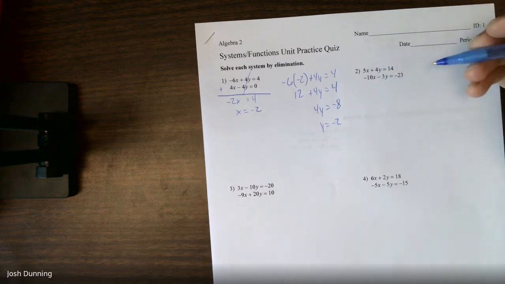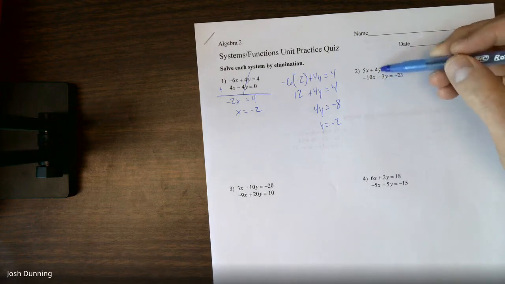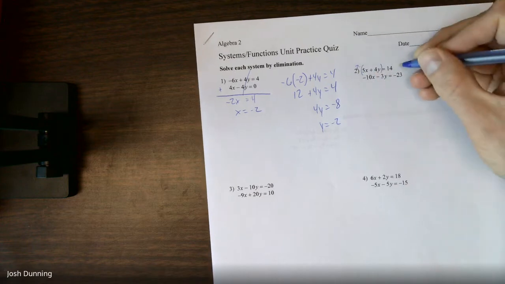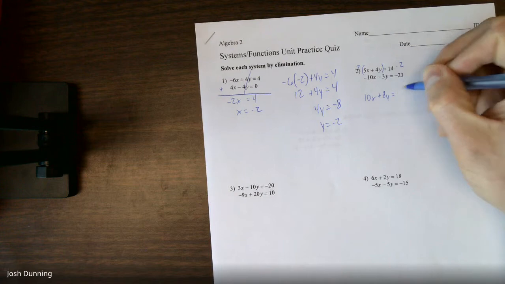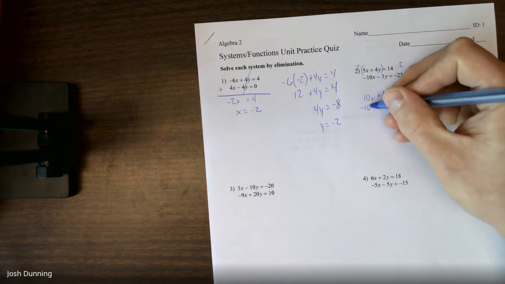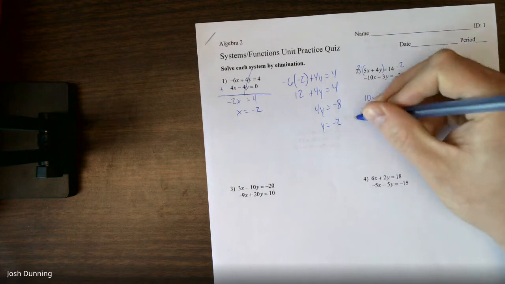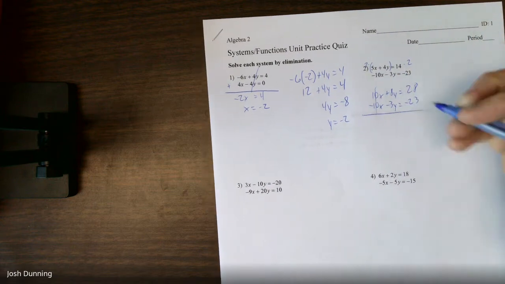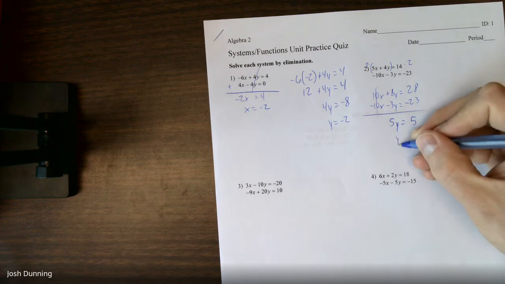This time nothing will cancel out. We can't turn a 4 into a 3. I could multiply both, but it'll be easier just to double everything on the top. And then just copy the bottom down. Now your x's cancel. 8 minus 3, 5y. 28 plus negative 23 is 5.